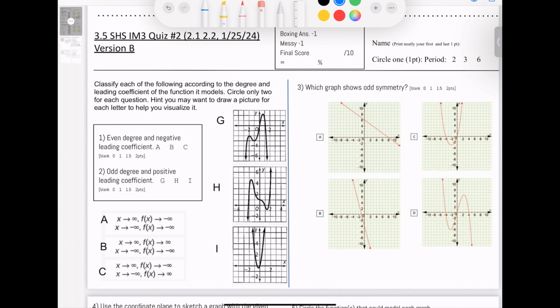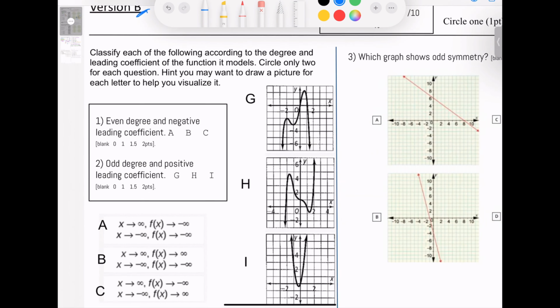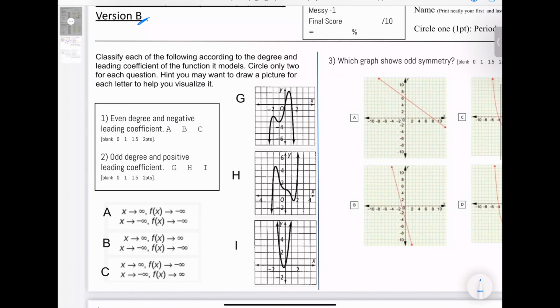Hey guys, let's go over quiz number 2. This is version B. You guys had a similar problem in the last quiz. Classify each of the following according to its degree and leading coefficient. This one wants an even degree. Evens have their arrows in the same direction, like x squared. And a negative leading coefficient is going to flip it over the x-axis.